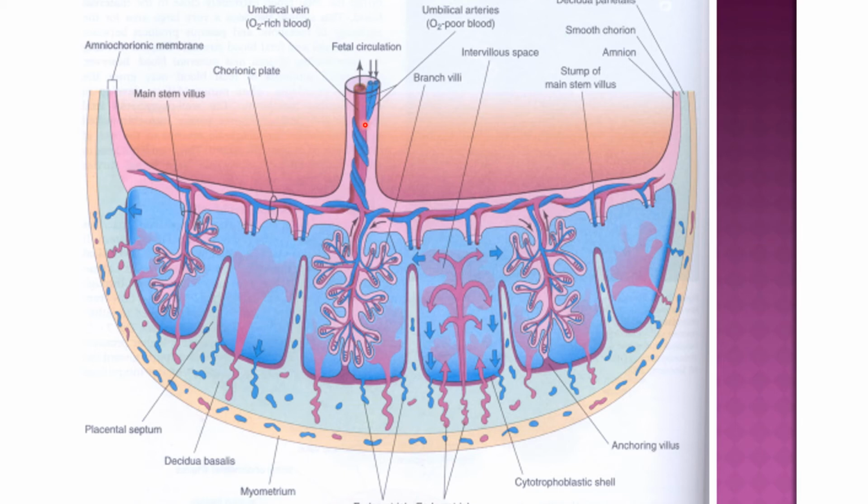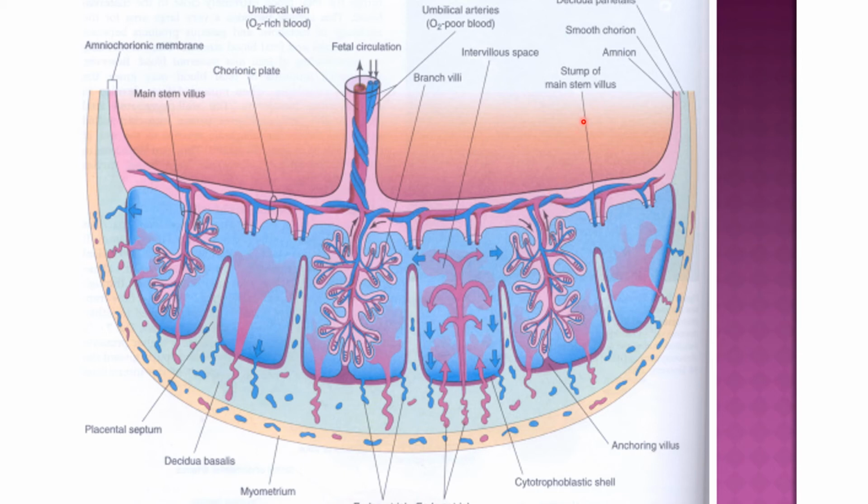Fetal circulation enters through the blood vessels, the umbilical artery and vein. These are the blood vessels of the placenta. They enter into the villi. So these are the fetal blood vessels. Within this intervillous space, which is filled with maternal blood.